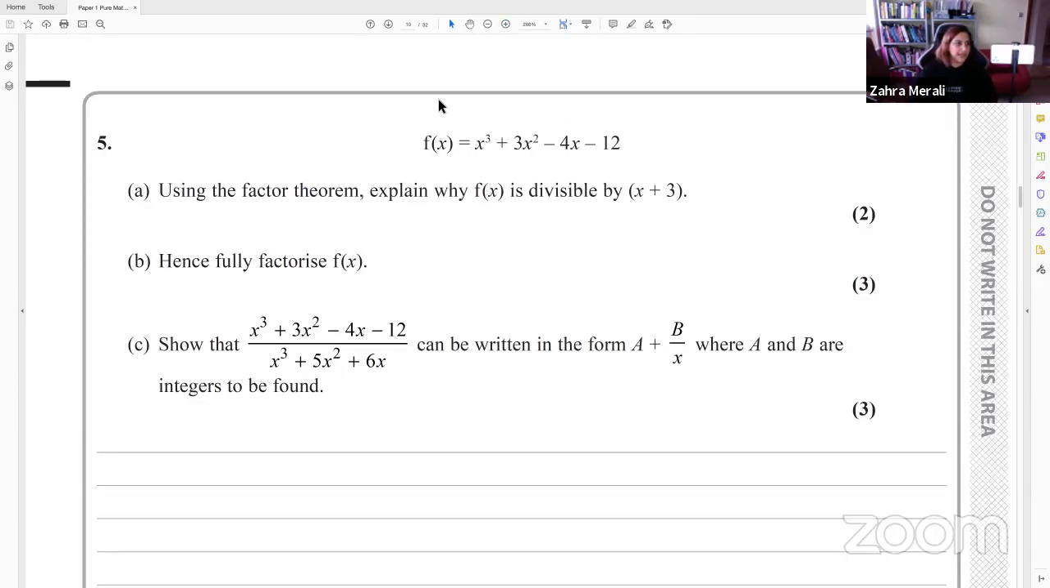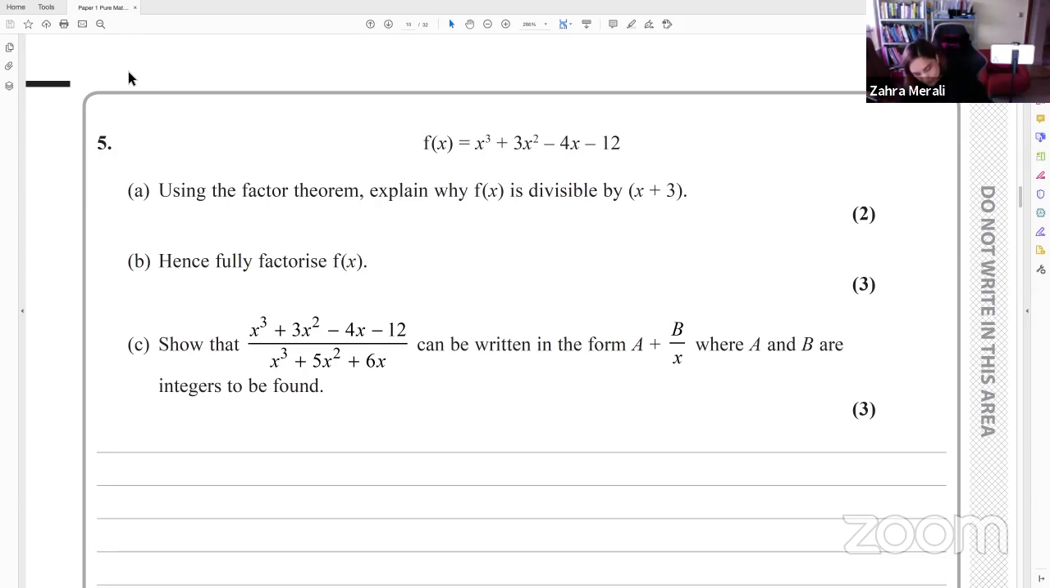Okay, so now we're going to use what we call the factor theorem to explain why f(x) is divisible by x plus 3. So what the factor theorem tells you is that if I divide it by x plus 3, there are no remainders. So there's going to be an exact answer when it's divisible by x plus 3.